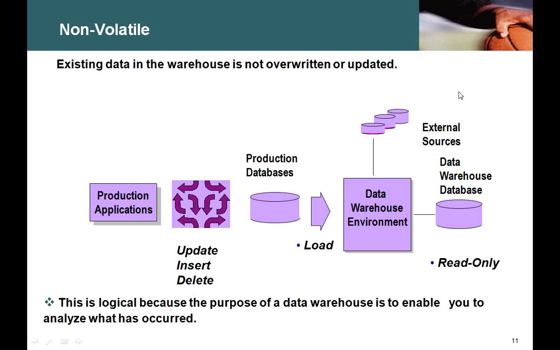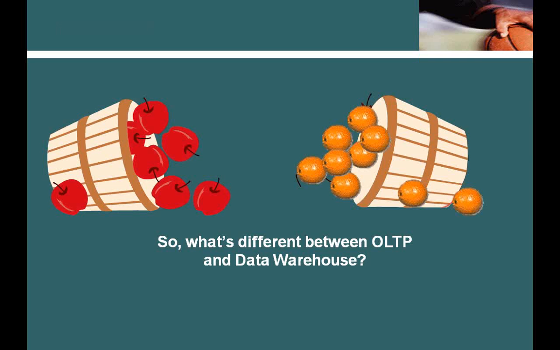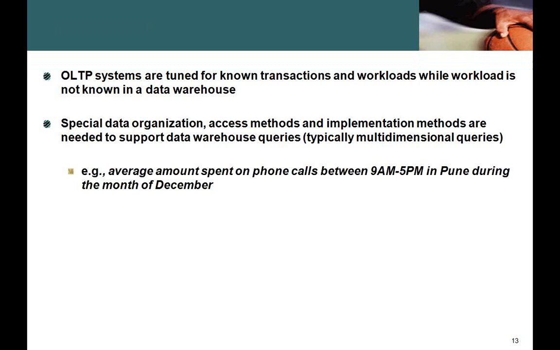Transactional data is volatile data, and warehouse data we say is non-volatile. So you can also have knowledge of the difference between OLTP and data warehouse.